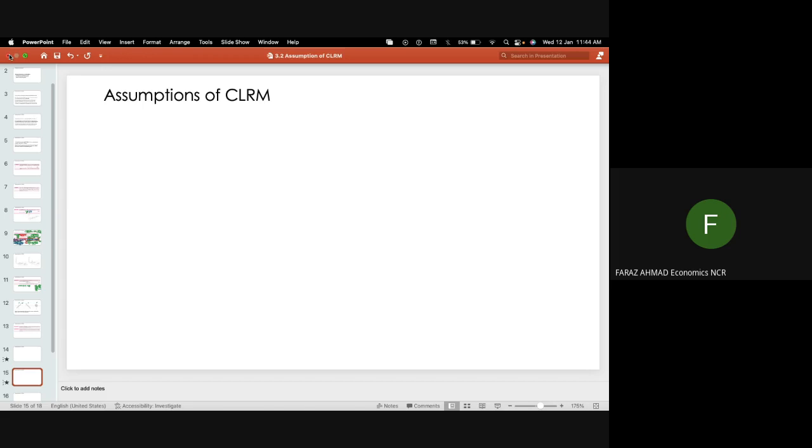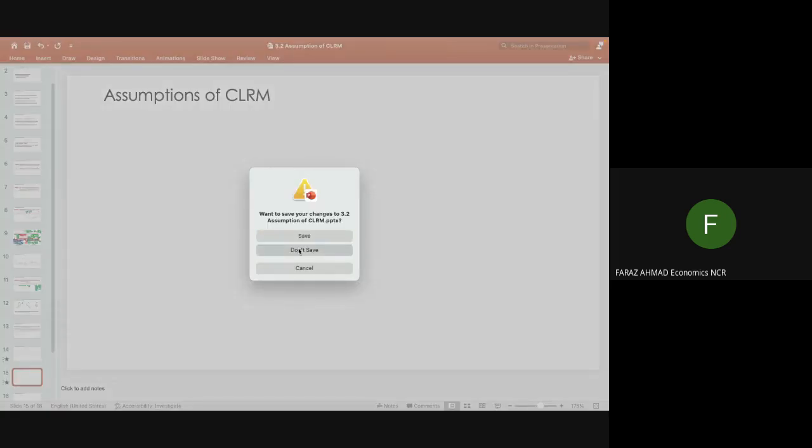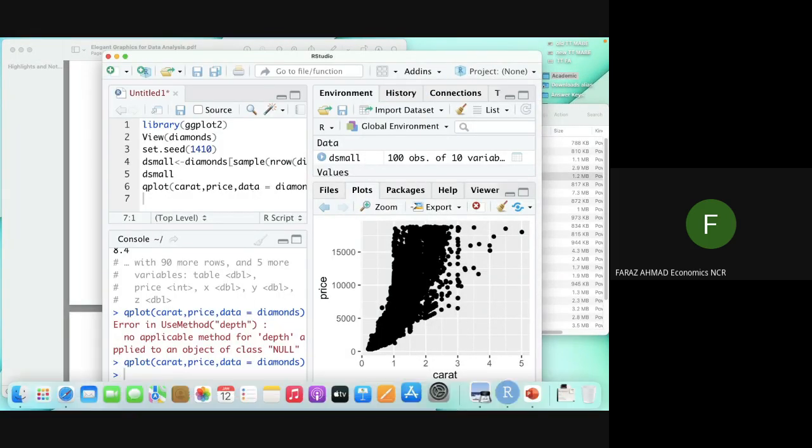Then these are two assumptions which we discussed last time, so I think no need to discuss this again. So I'm closing this slide.